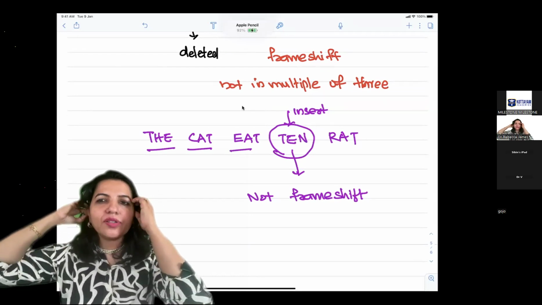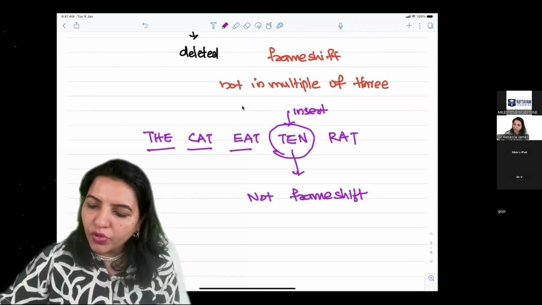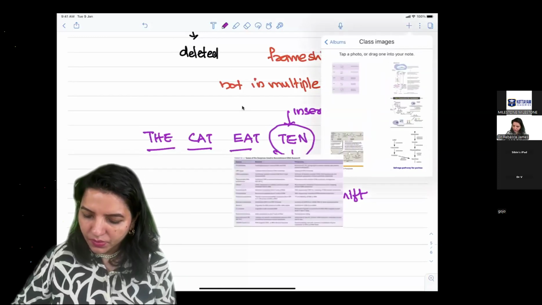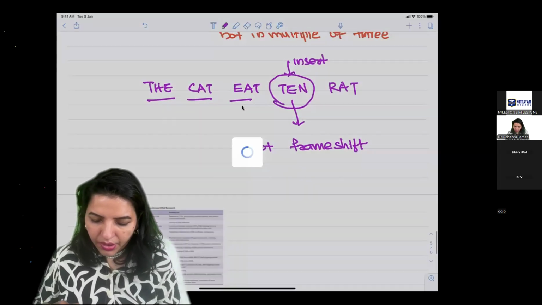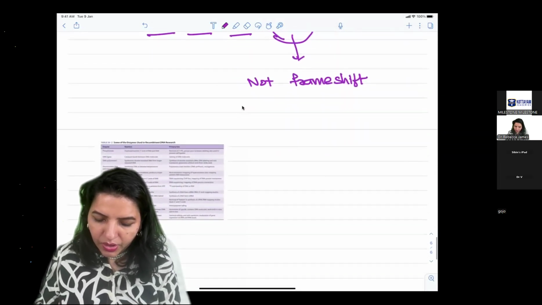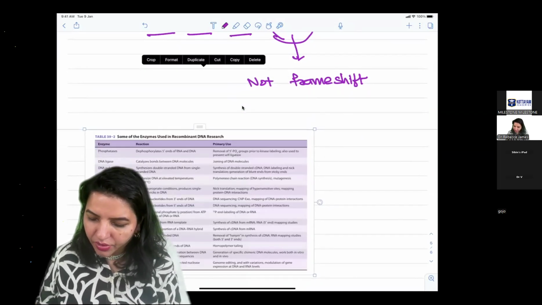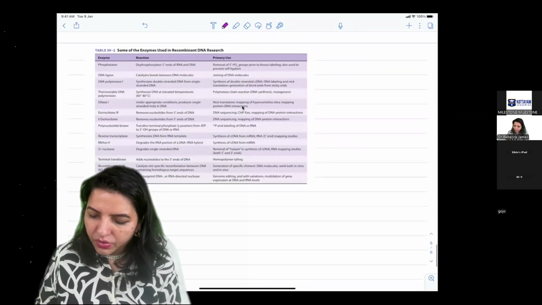Recombinant DNA technology I'm not explaining, but in this I will just share. I will share this note also. This was a question: what are the different enzymes used in recombinant DNA technology? That is what I have put here. So you can see it.